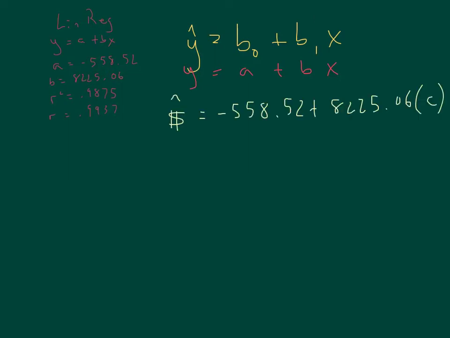In other words, the cost estimate, my guess on how much a diamond ring would cost, is negative $558.52 plus $8,225.06 times the size of the ring in carats. That's our answer to number 2. So as you can see, this is really just a simple procedure of careful entry and then taking this information and putting it into a useful form and context.